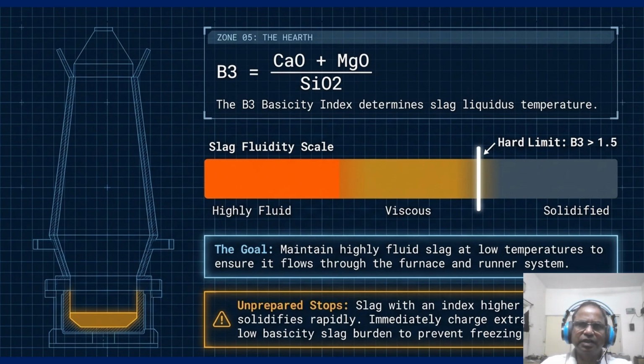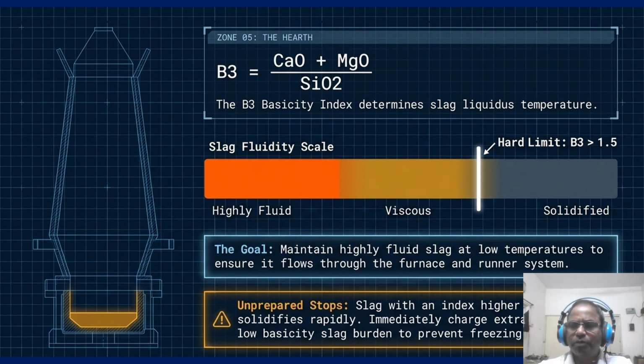B3 must never exceed 1.5. If it does, the slag will solidify almost instantly, potentially freezing the hearth. So if you see your index climbing towards 1.5, you must act immediately by charging extra coke and a low basicity burden to thin that slag out before it stops flowing.